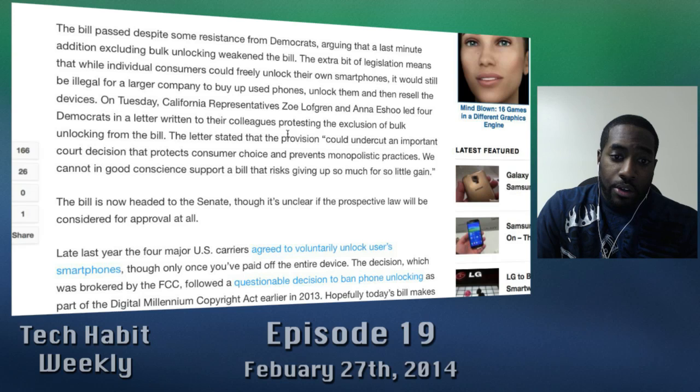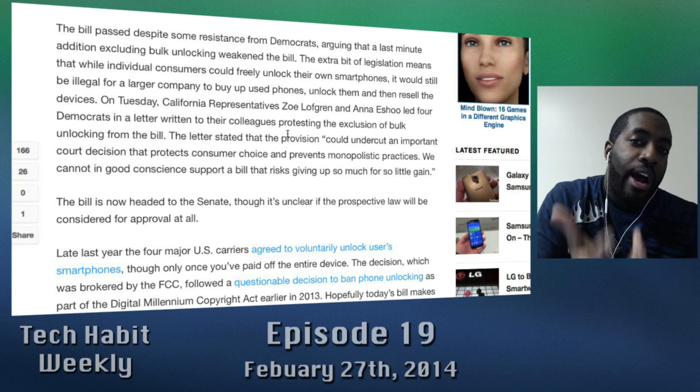Yeah. But what this is saying, basically, it says the bill passed despite some resistance from Democrats, arguing that a last-minute addition excluding bulk unlocking weakened the bill, and the extra bit of legislation means that while individual consumers could freely unlock their own smartphones, it would still be illegal for a larger company to buy up used phones, unlock them, and then resell the devices. And the reason why is because usually you get a higher selling rate.